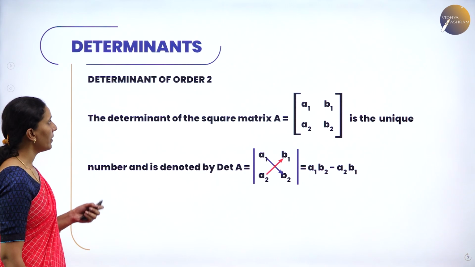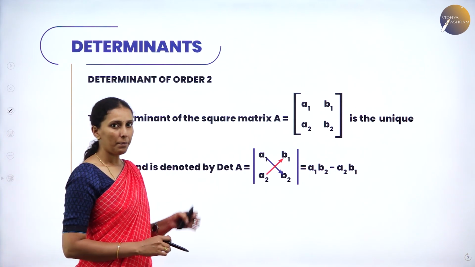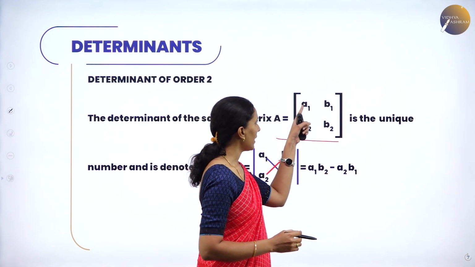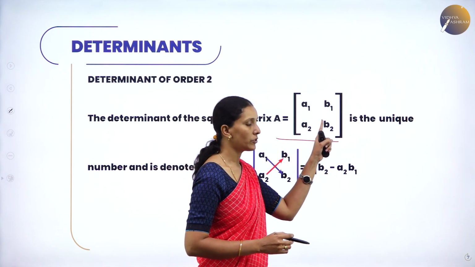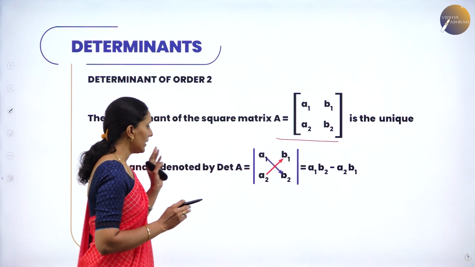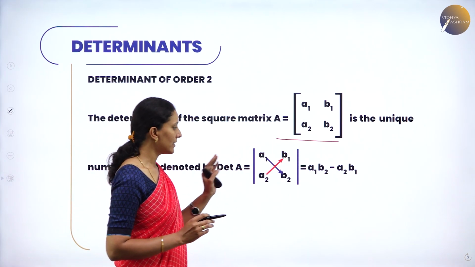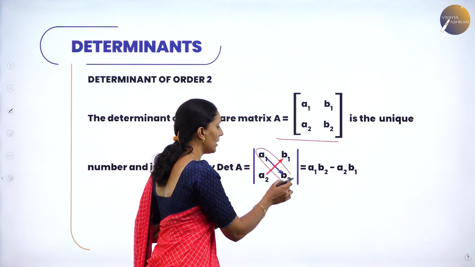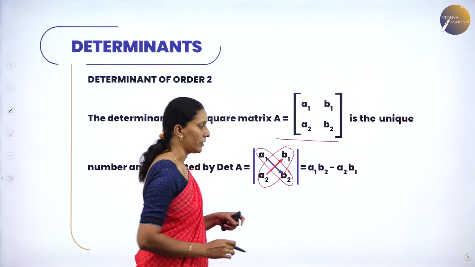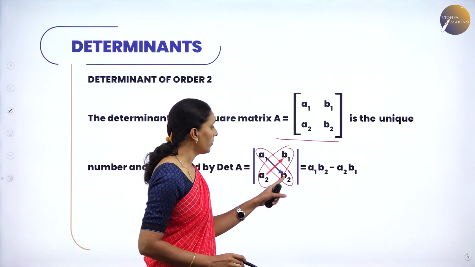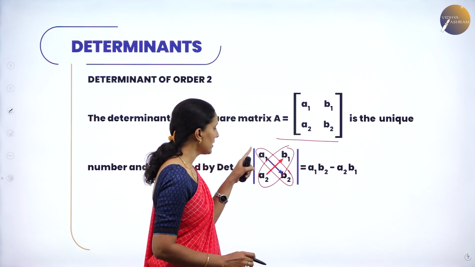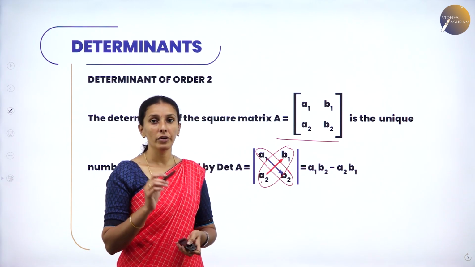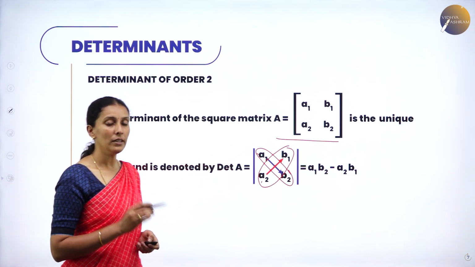Next, determinant of matrix of order 2. Suppose I consider a matrix of 2 cross 2, containing a1, a2, b1, b2 as a square matrix, then the determinant or det A is defined as a1 into b2. We know that this is the principal diagonal and this is the secondary diagonal. So, it is the difference of the product of the diagonal elements, that is a1 into b2 minus a2 into b1. So, this is how we will define the 2 cross 2 order determinant.